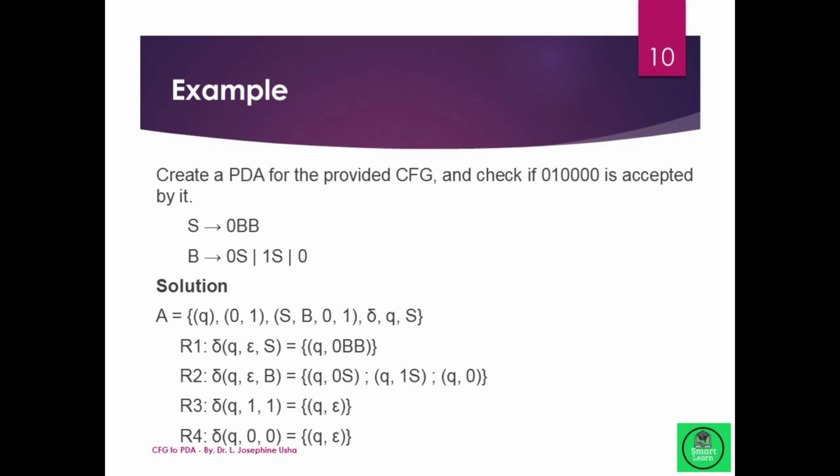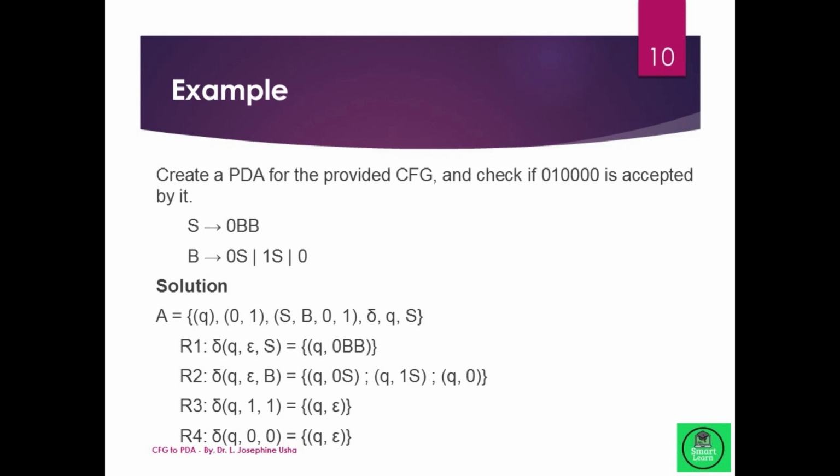Next we write the transition rules. For each and every terminal as well as non-terminal we have to write the rules. Here we have two non-terminals, S and B, so correspondingly R1 and R2 are the two rules for the non-terminals. First you write the rule for the non-terminal S, that is delta of q, epsilon, S equal to (q, 0BB). And the second one is for the non-terminal B.